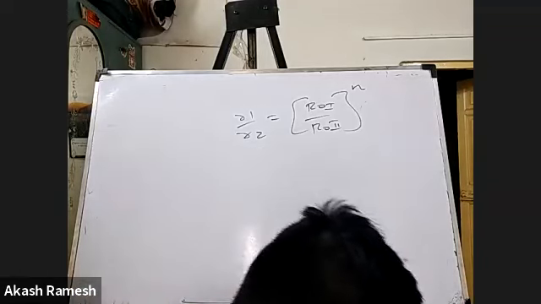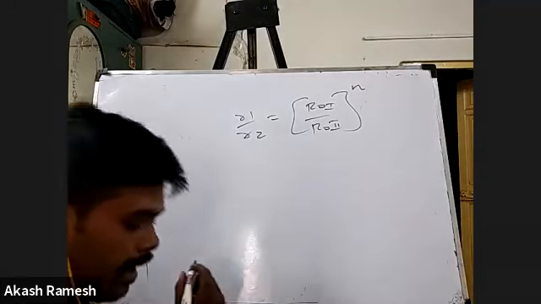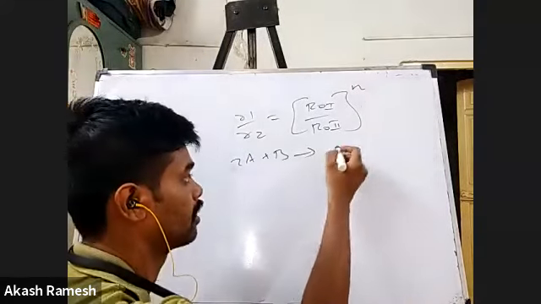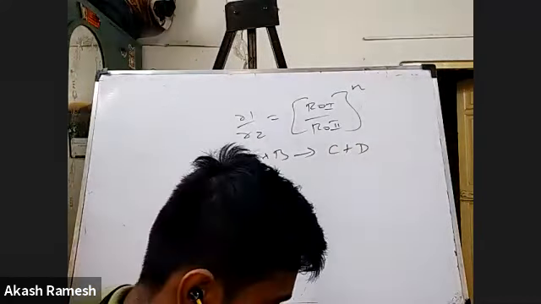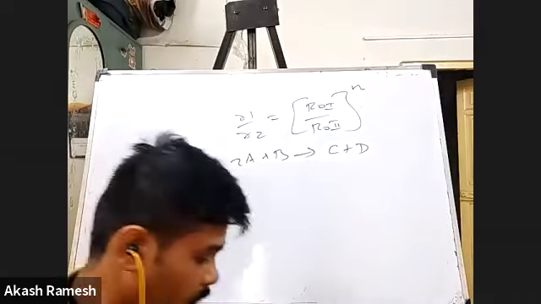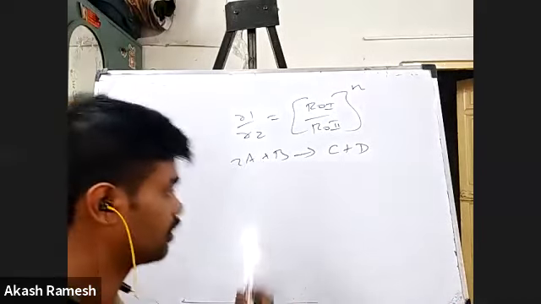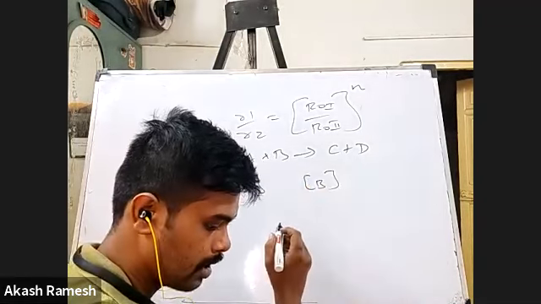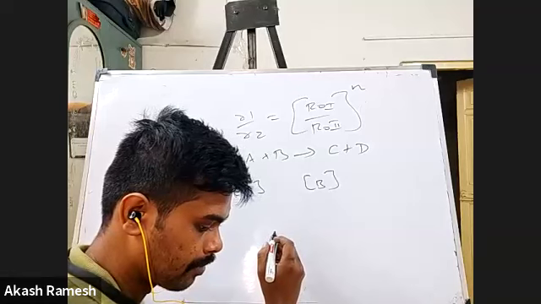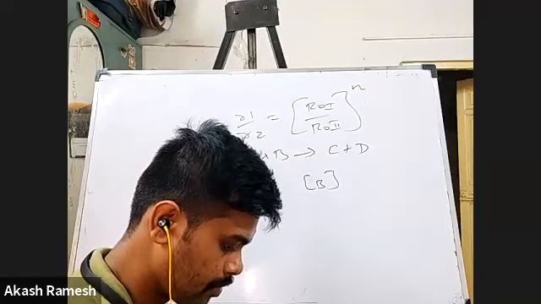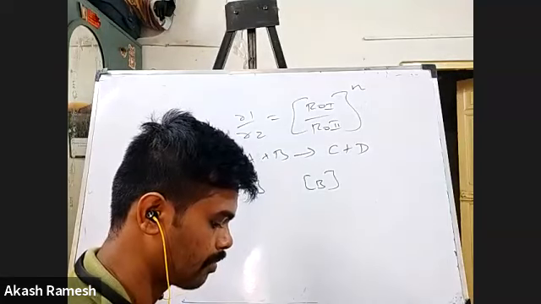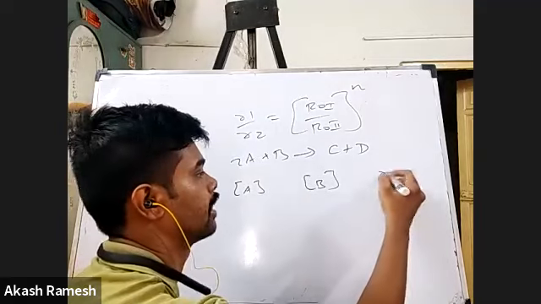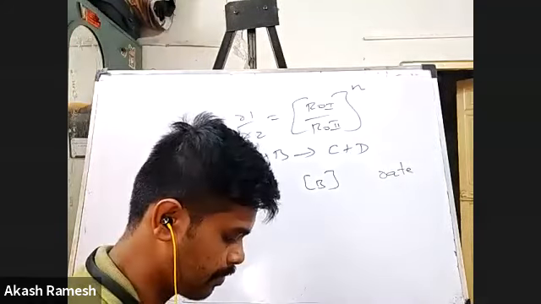Okay. So I have this reaction with me: 2A plus B giving C plus T. This is the reaction I have. And they have given me this table. So first is concentration of A, concentration of B, and the rate of the reaction.